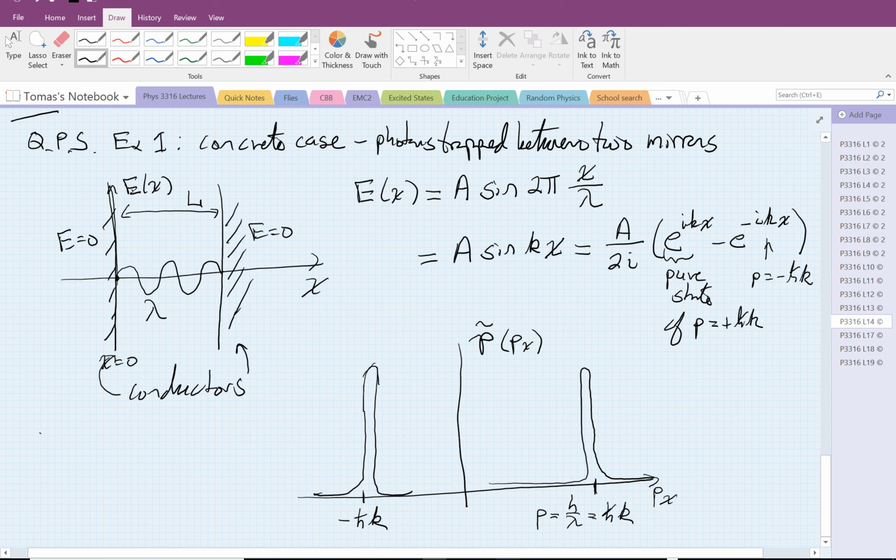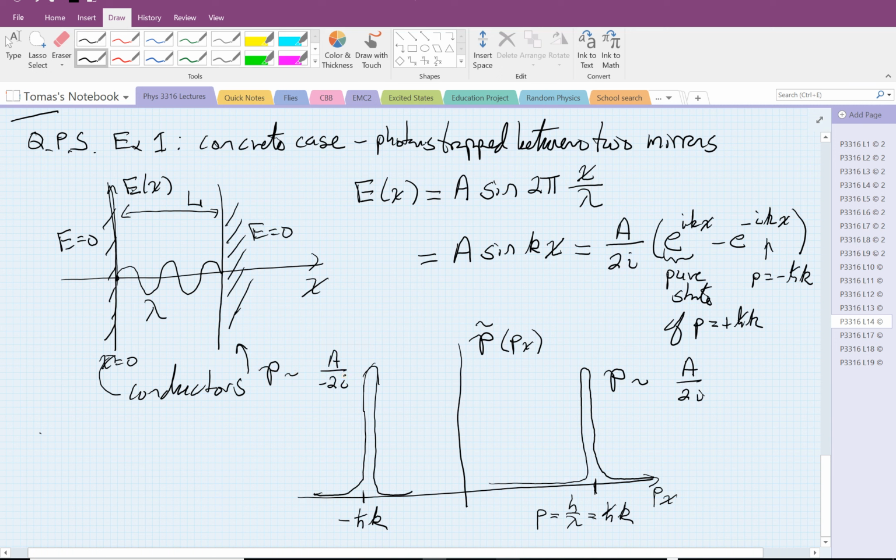And we also see that we have some weights associated with these two peaks. For this peak here, the probability that we are expecting for this positive peak somehow must be related to A over 2i. I'm not sure what this relationship is yet, but that is the weight that goes with that state in this superposition. And likewise for this peak, I have the probability is something like A over minus 2i.